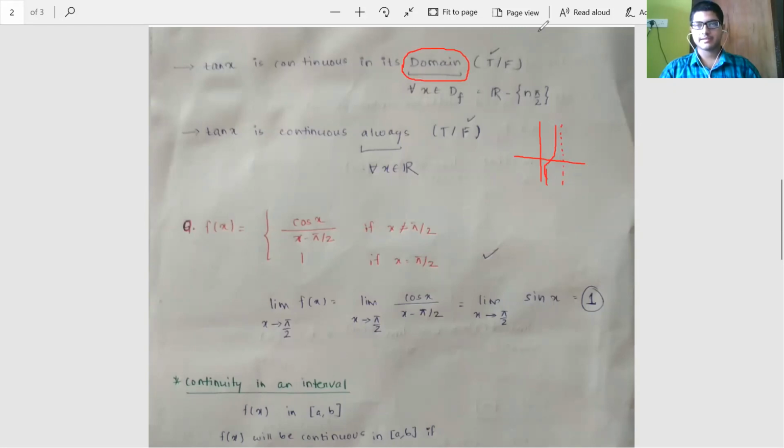Just a minute, there is a bit of error. The graph of tan x is like this, and this is repeated every time. Fine. This is the interval minus pi by 2 to pi by 2, and this is repeated infinite number of times. Now these points are not in the set. At these points, n pi by 2, we don't have to comment on the continuity of the function at that point. So the remaining points are R minus n pi by 2, and we clearly see that tan x is continuous in all those points.